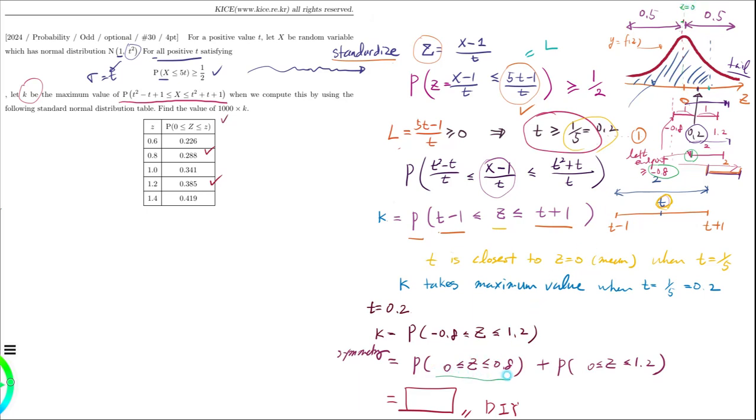So to get its maximum area, the center of the continuous interval should be close to the mean of this standardized random variable. Okay, that's it.